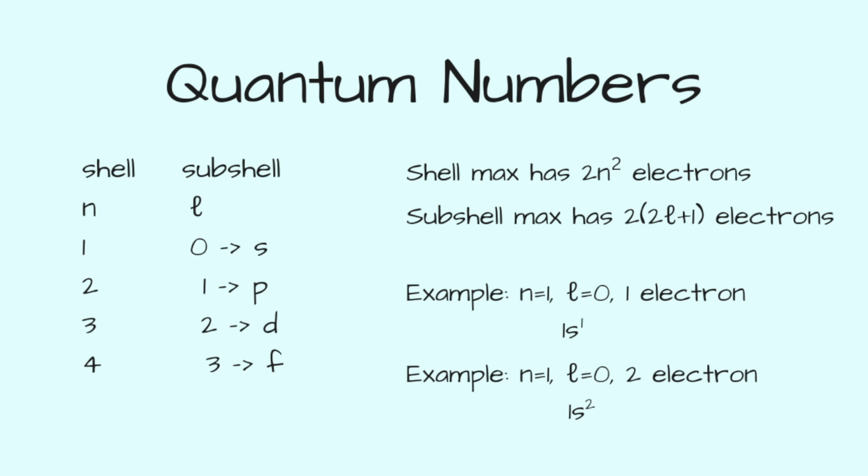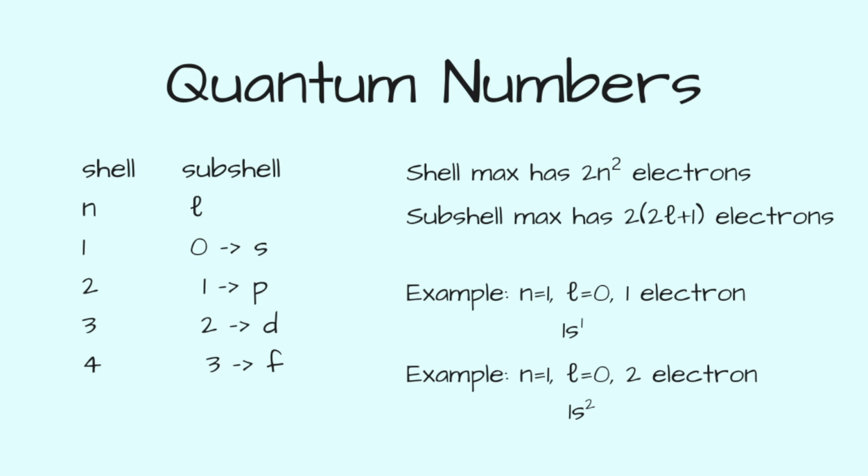Spectroscopic notation is used to specify the shells and subshells. We write n followed by a letter, where n is the principal quantum number and the letter corresponds to the value of L. For example, L equals 0 is represented by s, L equals 1 is represented by p, and so on. Examples of spectroscopic notation are as follows.